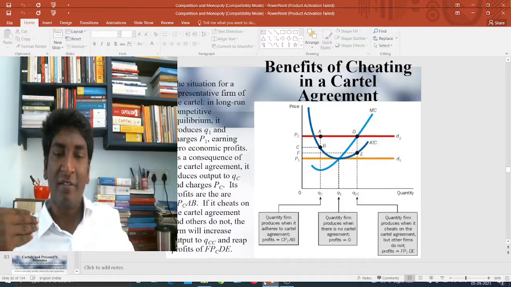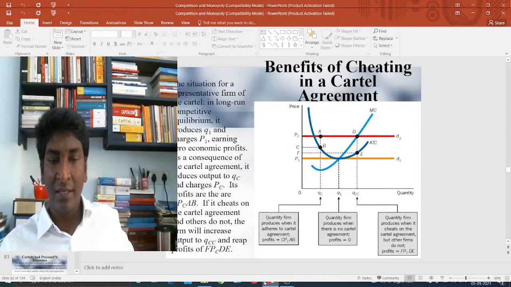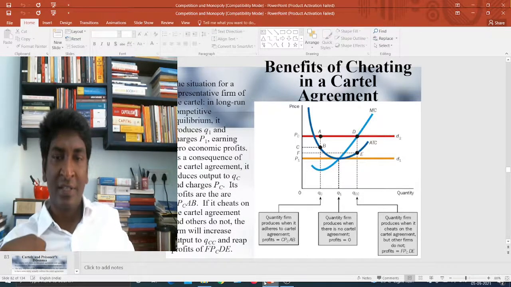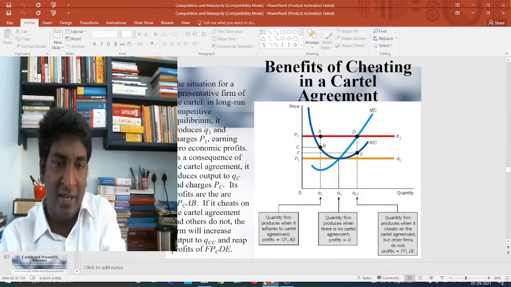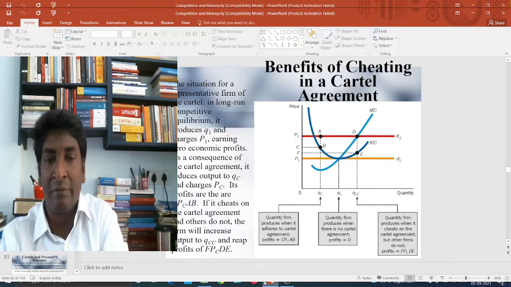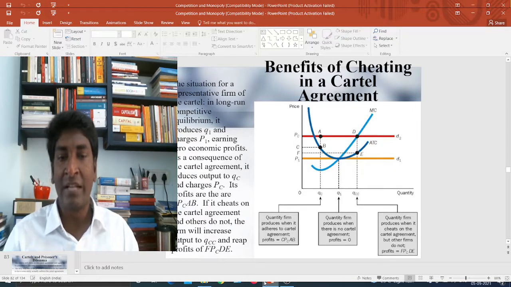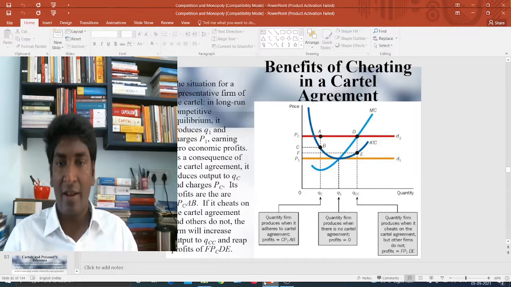Its profits are the area CPCAB. CPCAB is actually being given, all right? That's a small portion. Now, if it cheats on the cartel agreement and others do not, then the firm will increase output to QC, all right? And reap profit of FB and BC. So this is again interesting, but there is a price for it in that sense, okay?